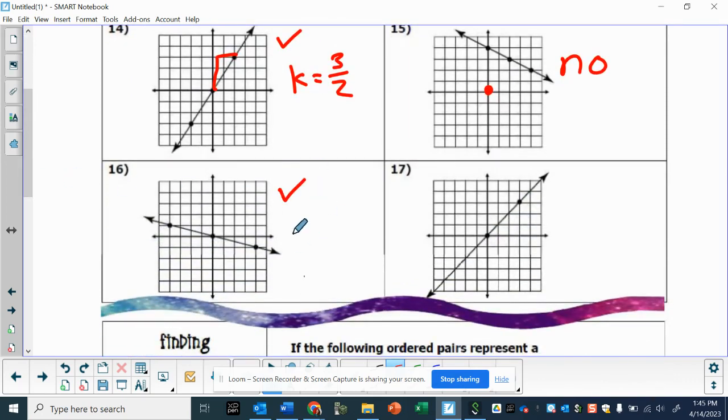16 is direct variation. K is equal to down 1/4. This is a direct variation equation. K is equal to up 1/1.